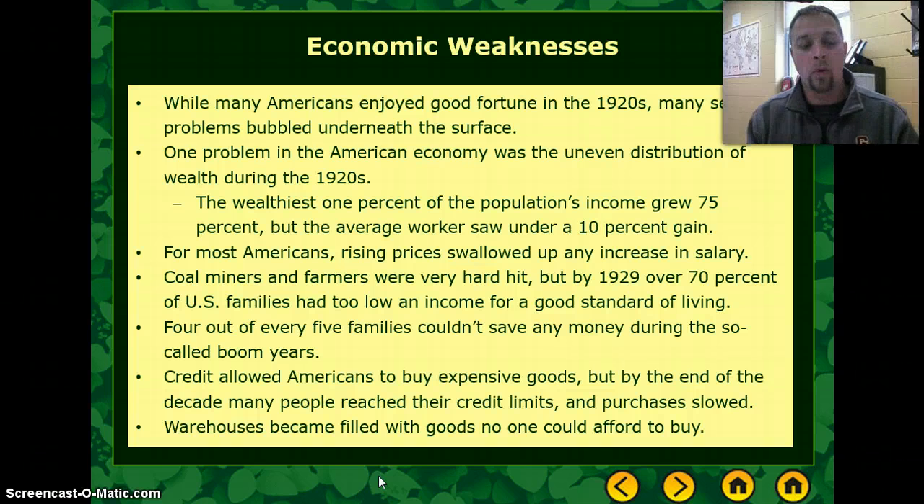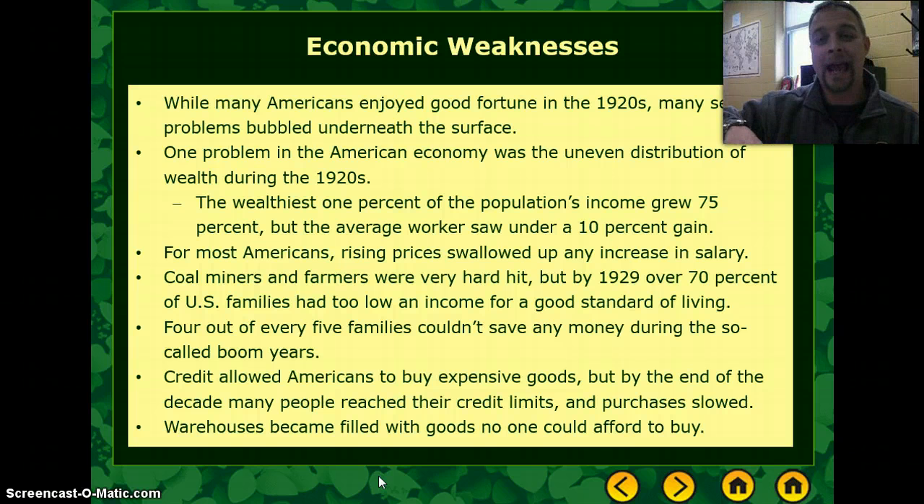But by 1929, even with this great economic expansion, 70% or more of American families had too low of an income to enjoy a good standard of living. 4 out of every 5 families didn't save any money at all during the boom years because of this.